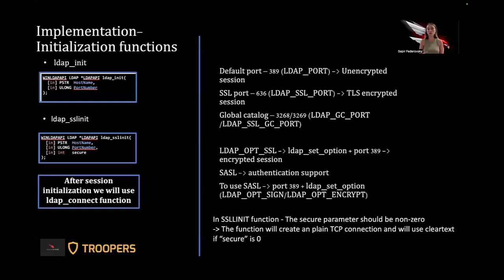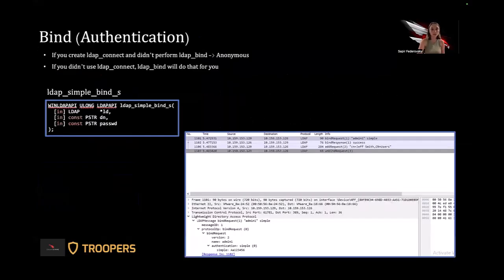After we initialize the connection towards our domain controller, we perform the LDAP connect function. But actually, if we don't do it, then the LDAP bind function will do it for us. The LDAP bind function is responsible for the authentication, so this one is very important. We have 2 functions here as well. The first one is the LDAP simple bind S function. This function just gets a username and password, and creates clear text authentication.